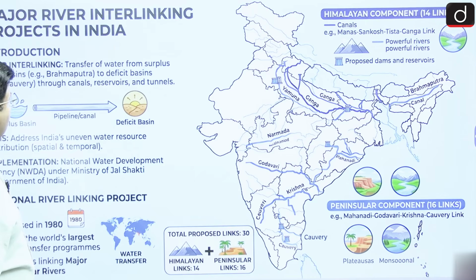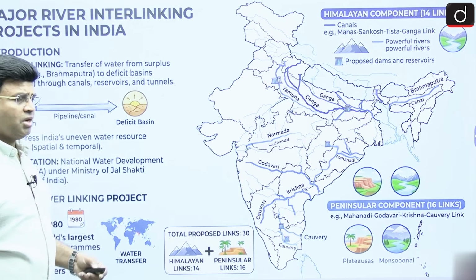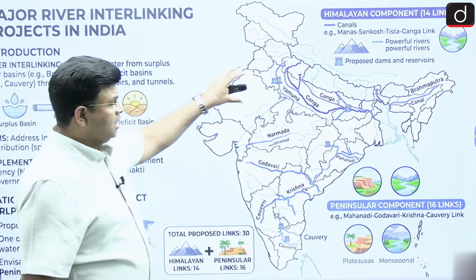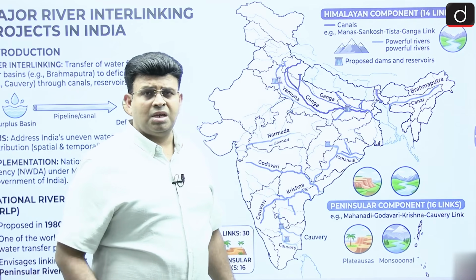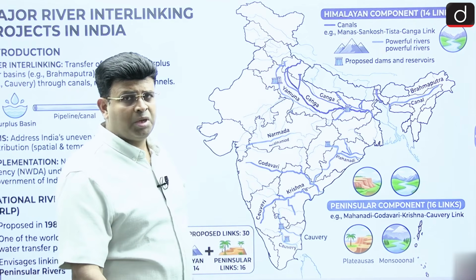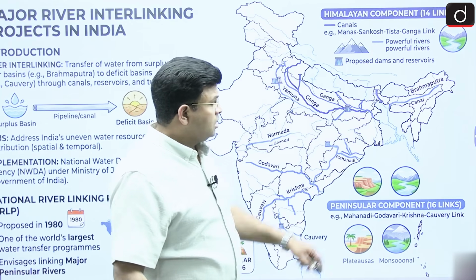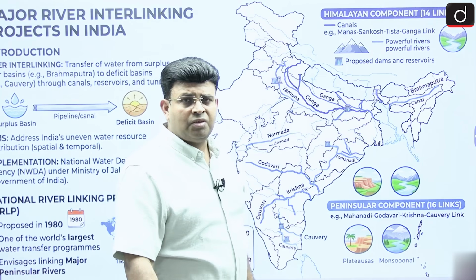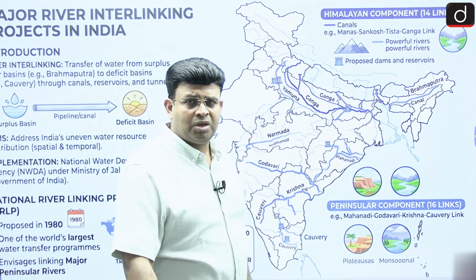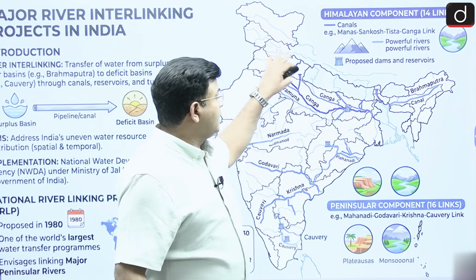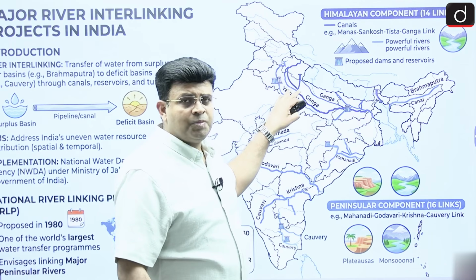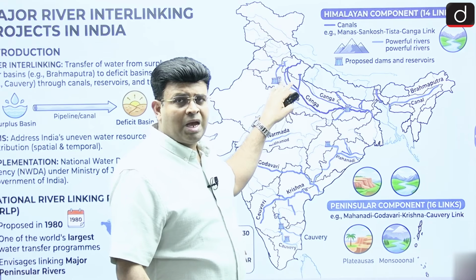Thereafter, we are going to see the major interlinking river projects in India, in northern India and in southern India. In northern India the Ganga river has 525 billion cubic meters of water in a year, and the Brahmaputra river has 585 billion cubic meters of water in a year. There is a good amount of discharge, and there are some other rivers too, so there is a good amount of annual water discharge.